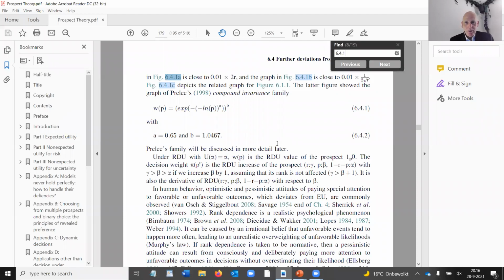Here is a page from the book, Equation 6.4.1. This is a parametric family. It was introduced by Parametric. It's called compound invariance family. It has two parameters A and B, and it's quite easy to see that parameter B is just the power of the function. And of course, the bigger the power, the more you push down the curve, so the lower it gets, the more pessimism there is.